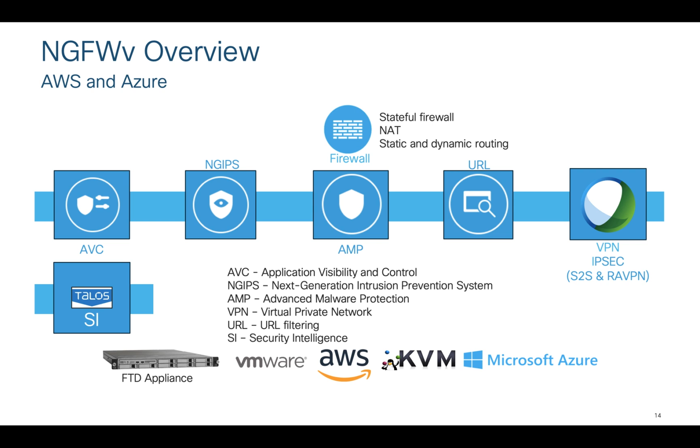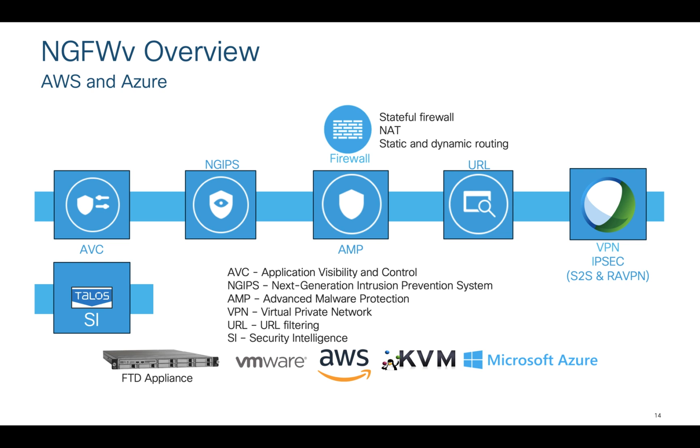Then we have a feature which is an optional feature. You can enable it by adding a license subscription to it. That is next generation IPS. So next generation IPS can be enabled. Then we have Advanced Malware Protection for any kind of malware going in your network. And we have URL filtering as well. So on this virtual appliance you can enable URL filtering.